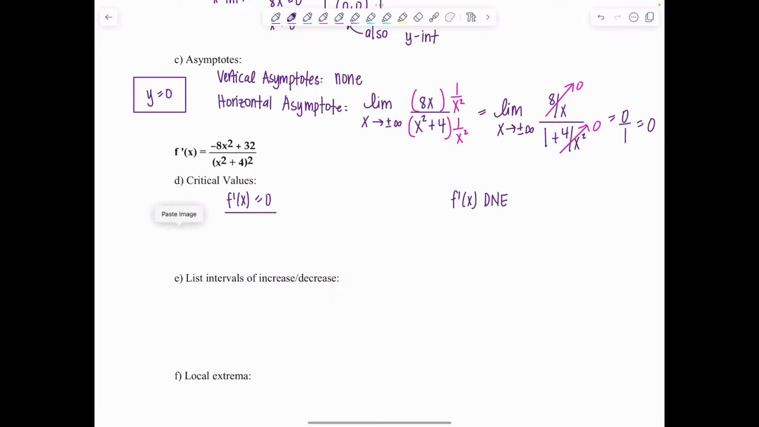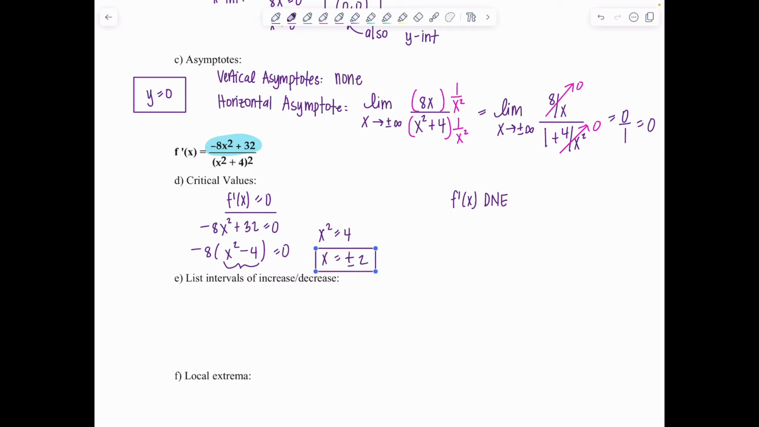F prime of x is 0 when the numerator is 0, when negative 8x squared plus 32 is 0. I can factor out a negative 8, and then you have x squared minus 4 is 0. So x squared is 4, so x is plus or minus 2. F prime of x does not exist where the denominator is 0. But we already showed in the beginning of the problem, when we were finding the domain, that this quantity is never 0, at least not in the real number system. So x equals plus or minus 2 are the only critical values.